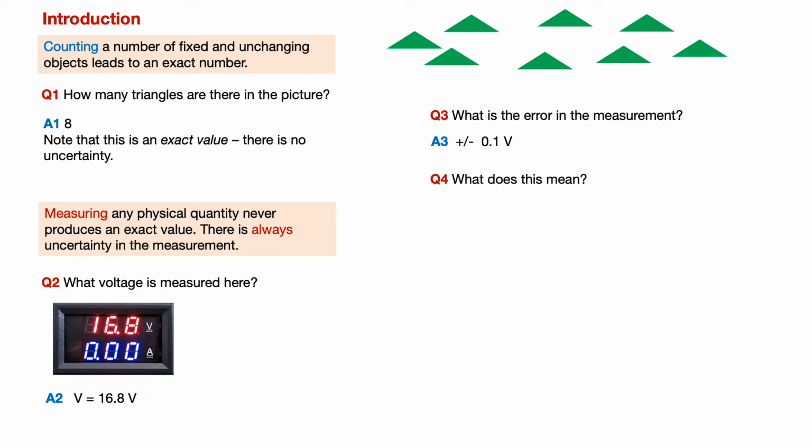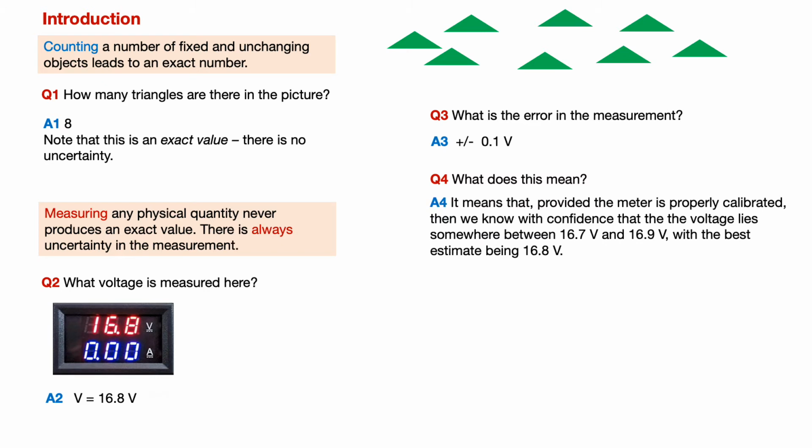Here's a question though. What does that mean? What does it mean to say the error in a measurement is plus or minus 0.1 volts? Well, what that means is that provided the meter is properly calibrated, that means compared in the factory with a standard voltmeter whose measurements are known to be accurate, then we can know with confidence that the voltage lies somewhere between 16.7 volts and 16.9 volts, with the best estimate being 16.8 volts.